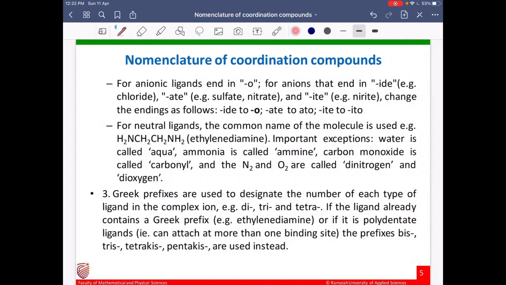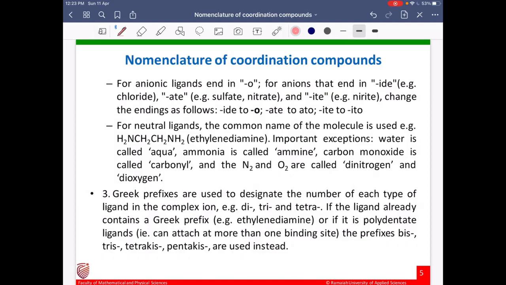Again, I am repeating what we studied as the names of the anionic ligands and neutral ligands. Anionic ligands end in O. For anions that end in ide or ate, change the endings as follows. For example, if it is bromide, it will be bromo. If it is sulfate, it will be sulfato. If it is nitrite, it will be nitrito.